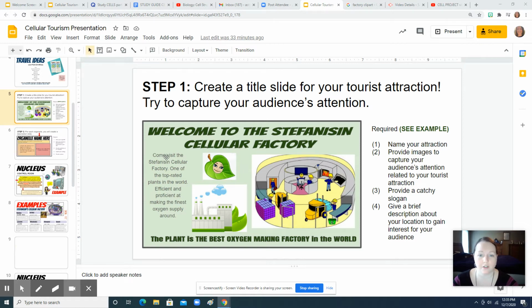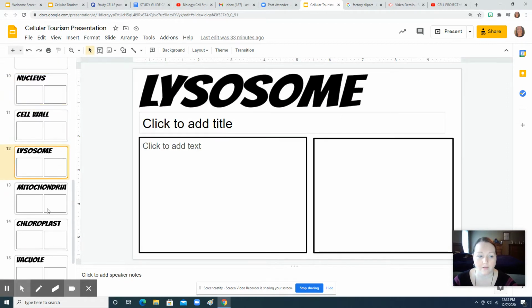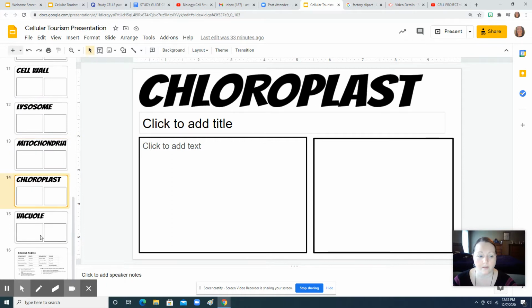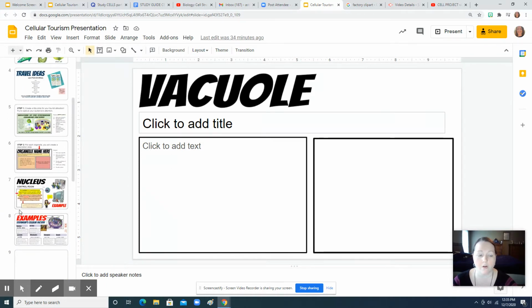All right, so in addition to making your title slide, which you can see I have an example of here with the 4 requirements for it, you are also going to have to compare your location to 6 organelles. We have the nucleus, the cell wall, the lysosome, mitochondria, chloroplast, and vacuole. So as you go through, guys, you're going to compare your location to those 6 organelles.